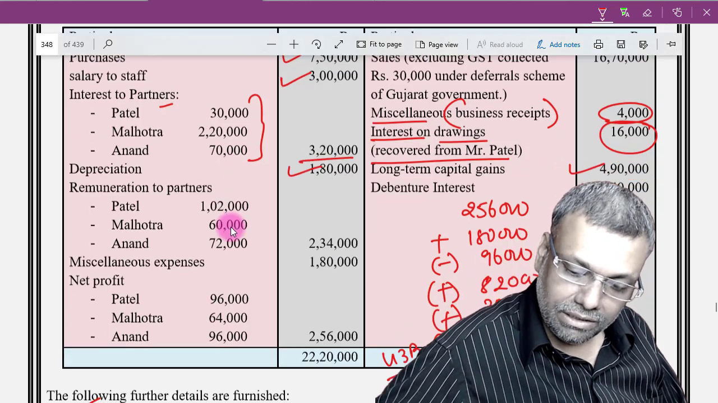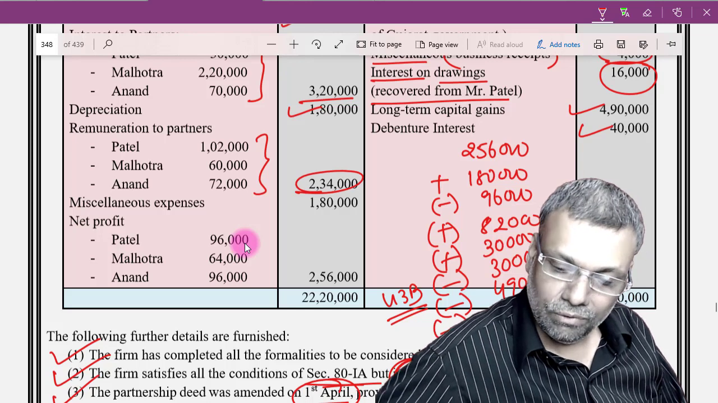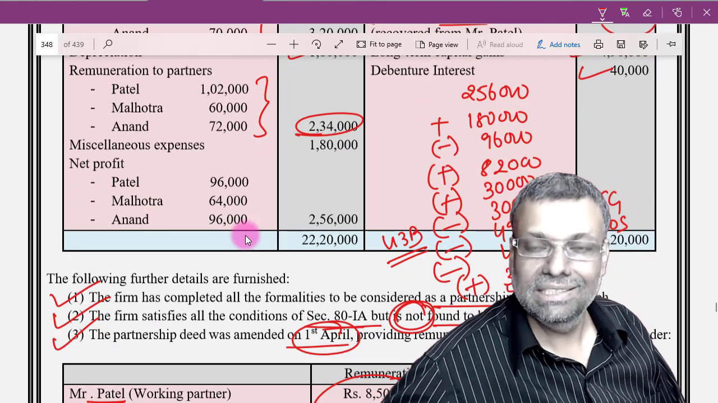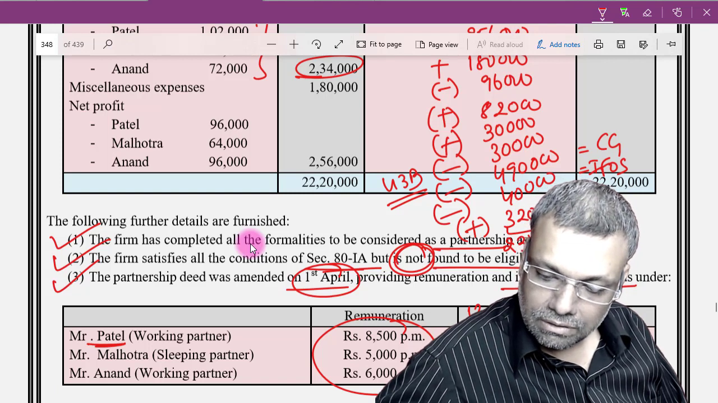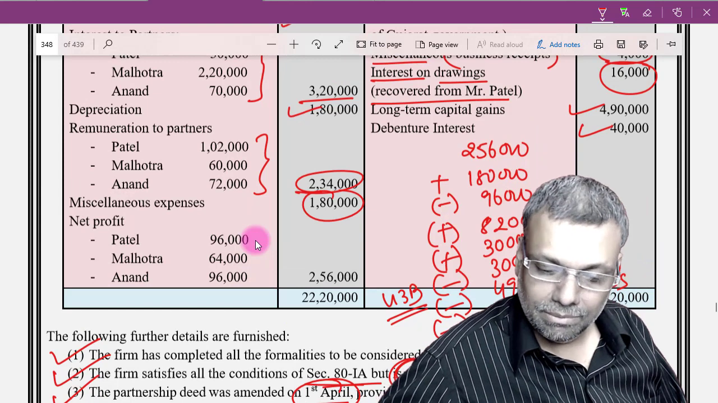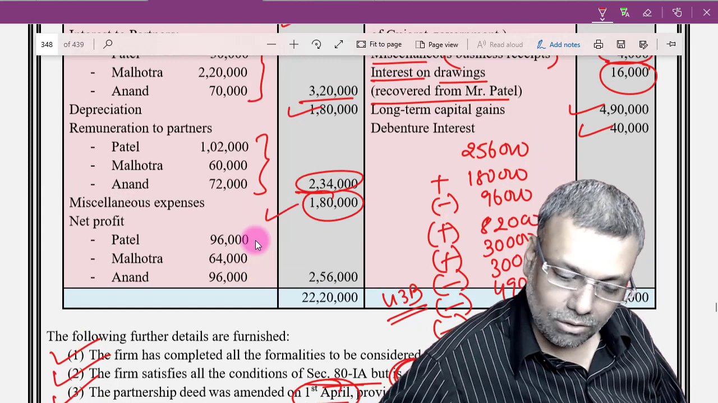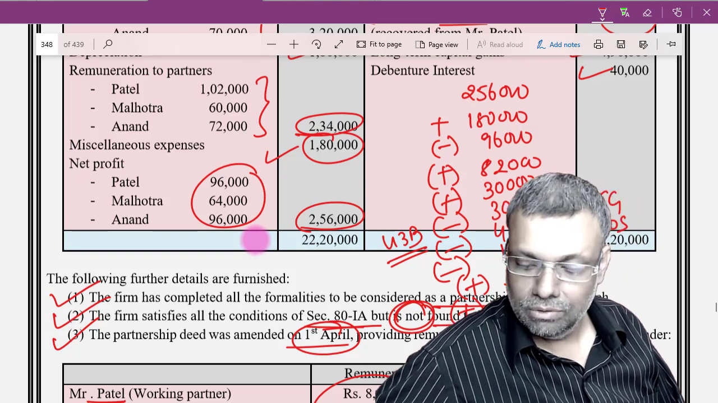Depreciation adjustment you have already done. Remuneration to the partners, completely add. First of all you add fully, thereafter we will check whether it limits and all that. First you add fully, 2,34,000 you add. Miscellaneous expense had some adjustments if any we have considered, but that is all for business purpose. The net profit is this figure which we have started with our computation.